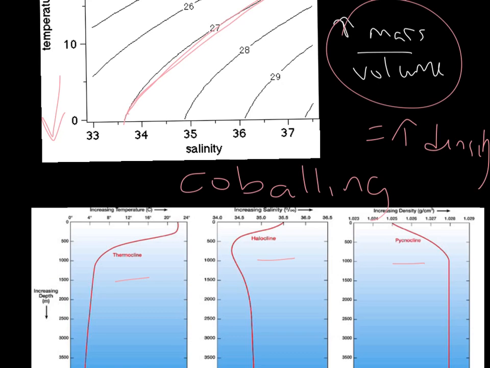That means that in the top 1,000 meters, the temperature drops really, really quickly, and no matter where you are in the world, below that, you have the bottom 80% of the ocean being the same temperature. Whether you're in the tropics or the polar regions, it doesn't matter. If you're below 1,000 meters, you have the same temperature.